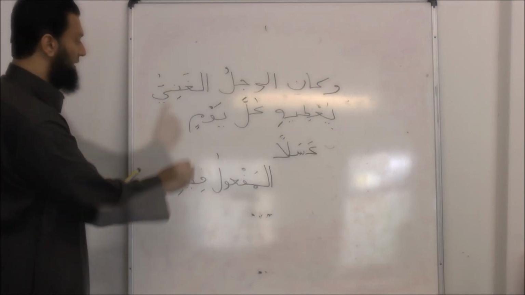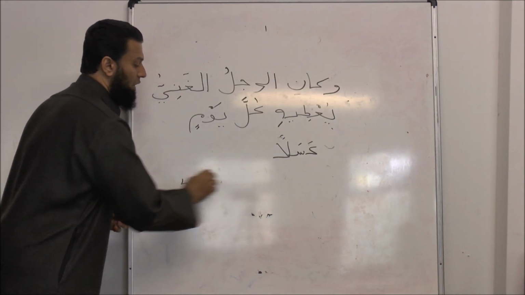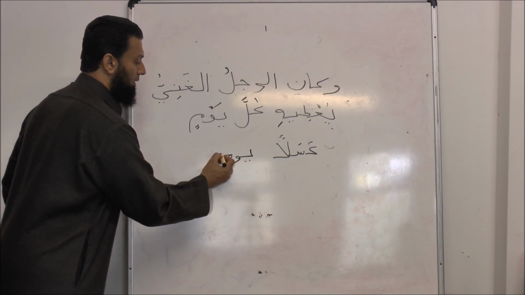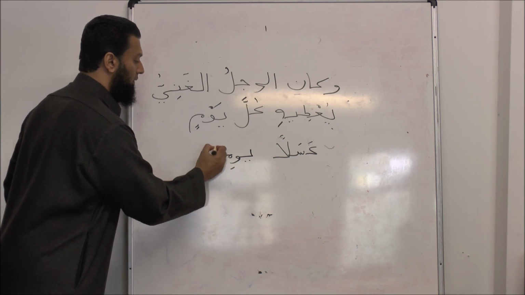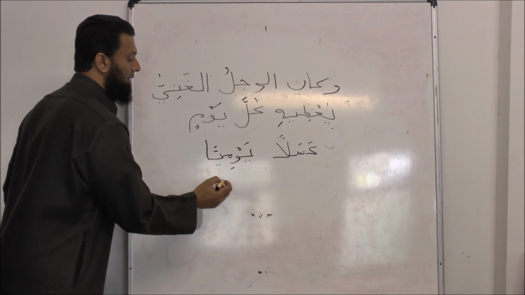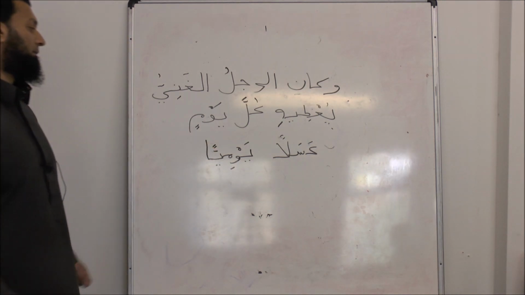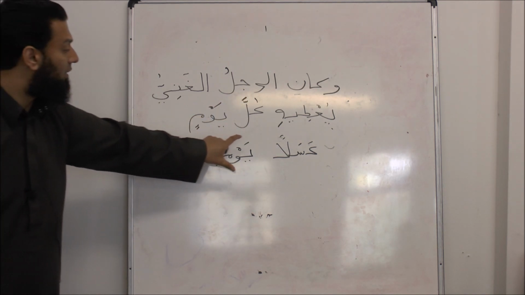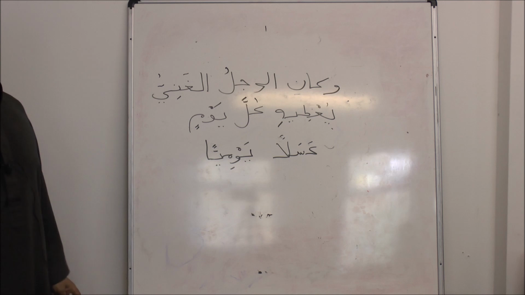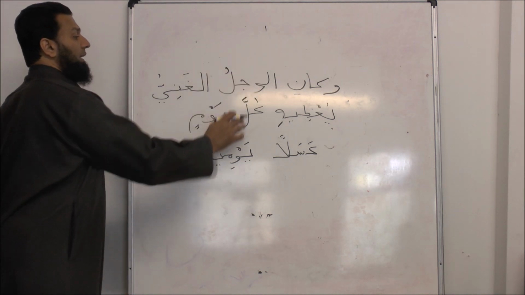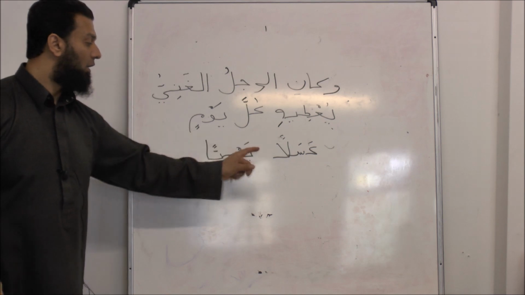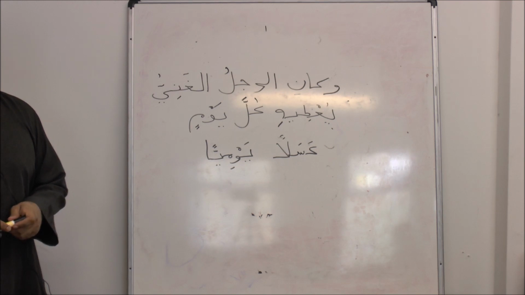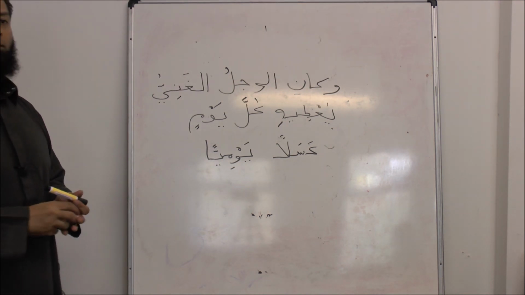Another way of expressing kulla yawmin is yawmiyan. Yawmiyan. You'll see this. You could take out kulla yawmin and substitute it for yawmiyan, and you'd have the same meaning. Meaning, the rich man used to give him daily, asalan. Okay?